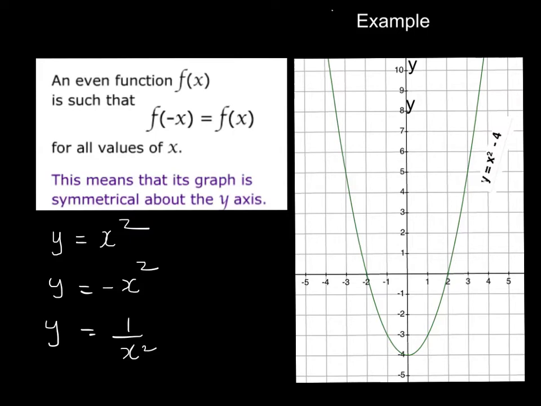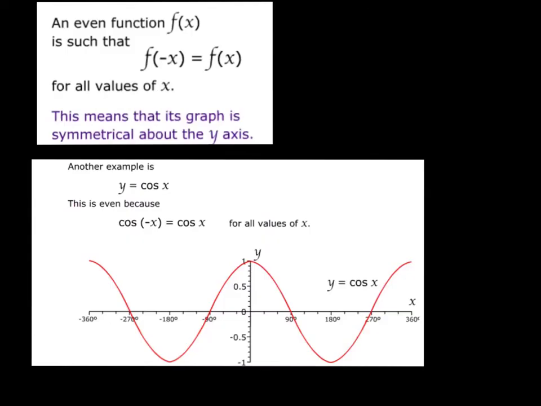I'm going to look at another type of even function, like trigonometric functions. For example, I have here y equals cosine x. Here, as you can see, the y-axis is the line of symmetry, and that would be the mirror line. So if you reflect the right hand side of the curve, it should fit exactly on the left hand side.